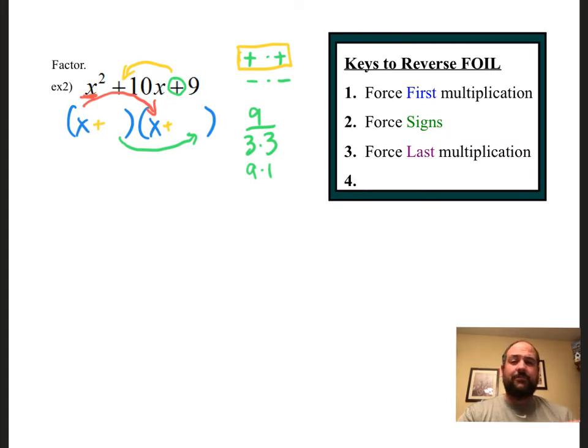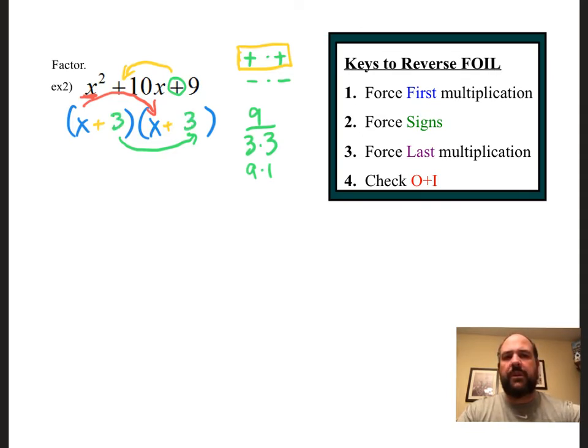So the question is, which of those sets of factors do I want to use? And you have some options. You could just plug in and then refoil and see if it works out. Or we could use our fourth step. And our fourth step is, how do I check to make sure I'm doing this correctly? I'm going to check the outside plus the inside multiplications. So what that means is, let's say we decide to go with the 3 and the 3.